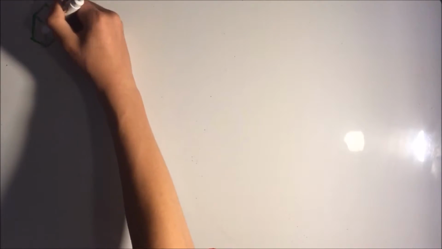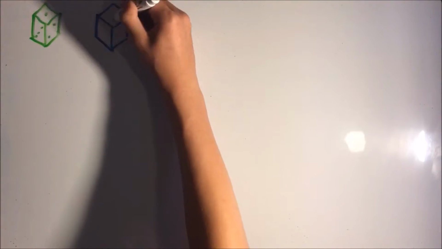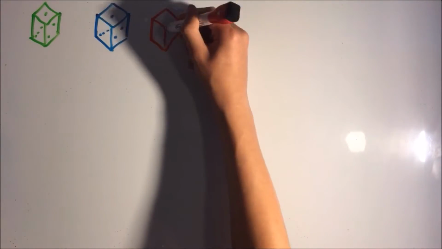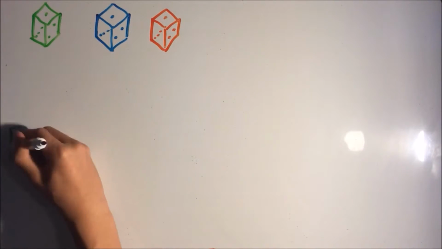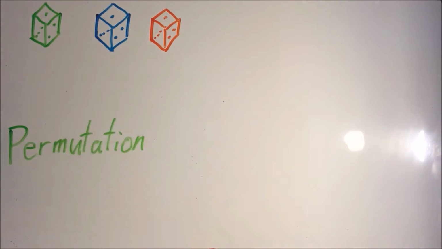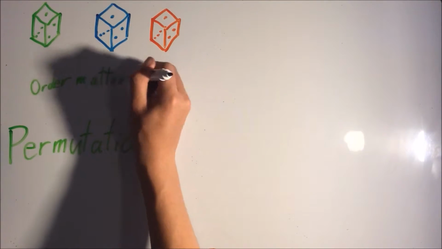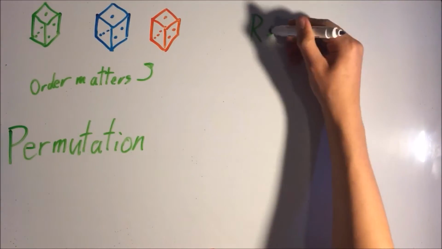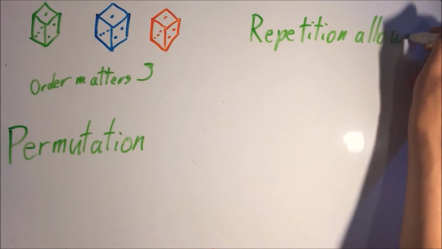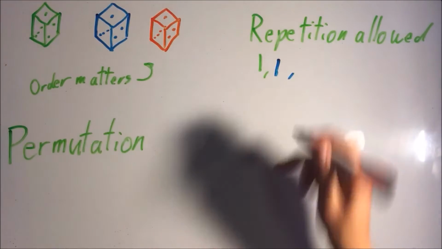So let's continue. Let's say you're playing a game where you have to roll 3 dice, a green die, a blue die, and an orange die, in that order. Now, because in this scenario order does in fact matter, we are dealing with a permutation. And because each die has the numbers 1 through 6 written on it, repetition is allowed because you can roll a 1, a 1, and a 1.